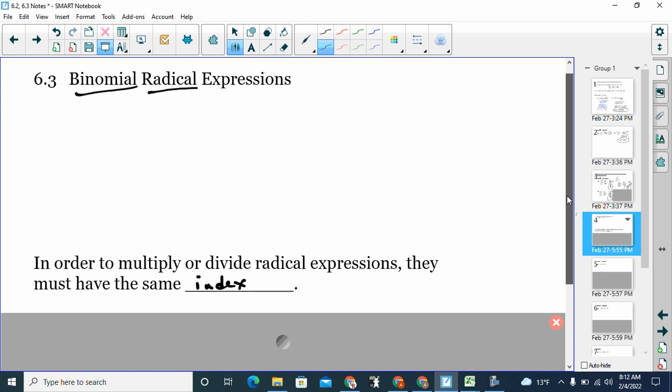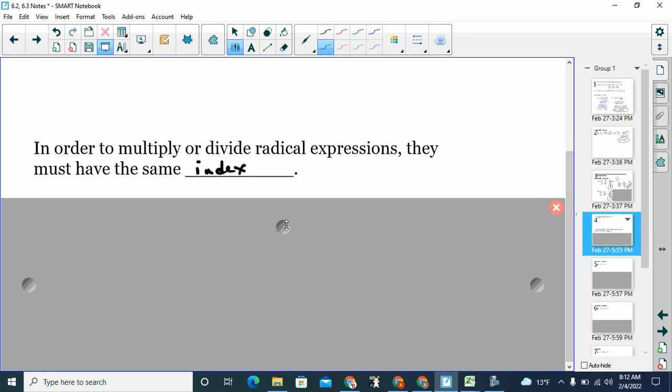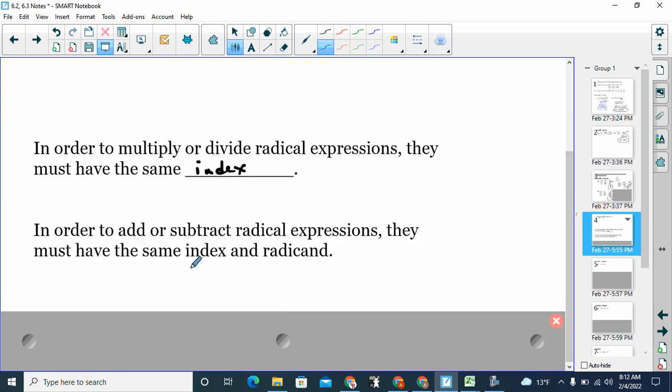But the radicands do not need to be the same. In order to add or subtract, not only does the index need to be the same, but the radicand needs to be the same as well. The coefficients don't have to be the same. So I could do 5 times the cube root of 2 plus 2 times the cube root of 2. So the index needs to be the same. They both have to be cube roots, and the radicands need to be the same, the thing under the root. But again, the coefficients, the things out front, do not have to be the same.